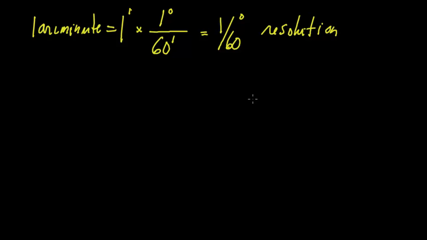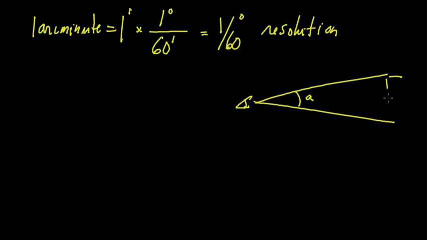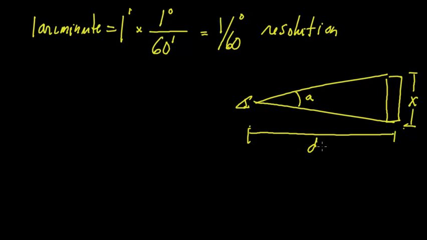We always draw the same picture. So we have someone who's observing here. They observe some angular size. They're looking at some possible object. This is the actual size, which I'll just call x. And this is the distance to the object.